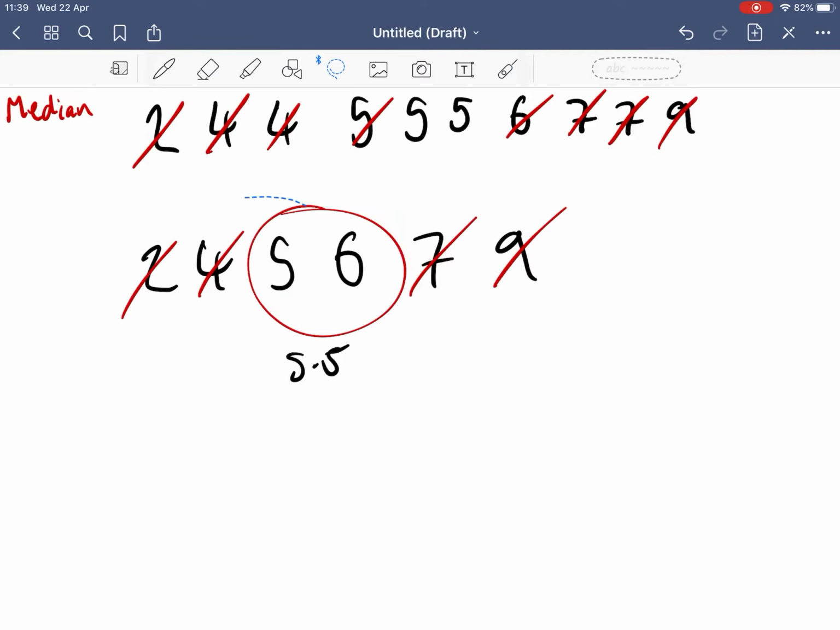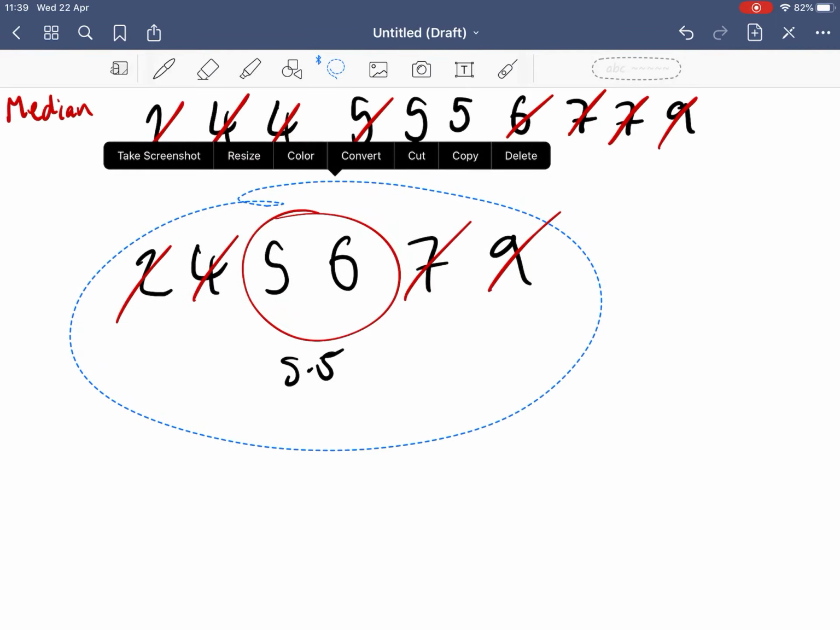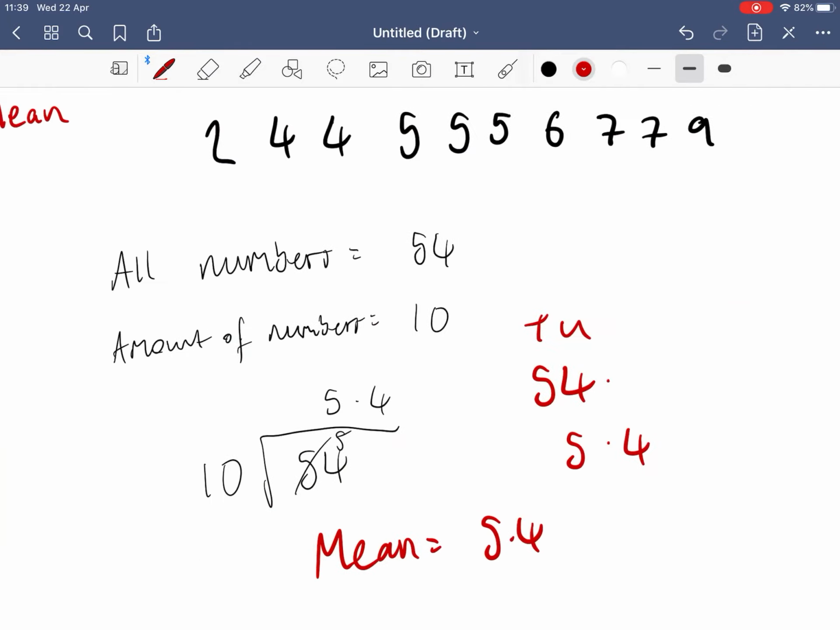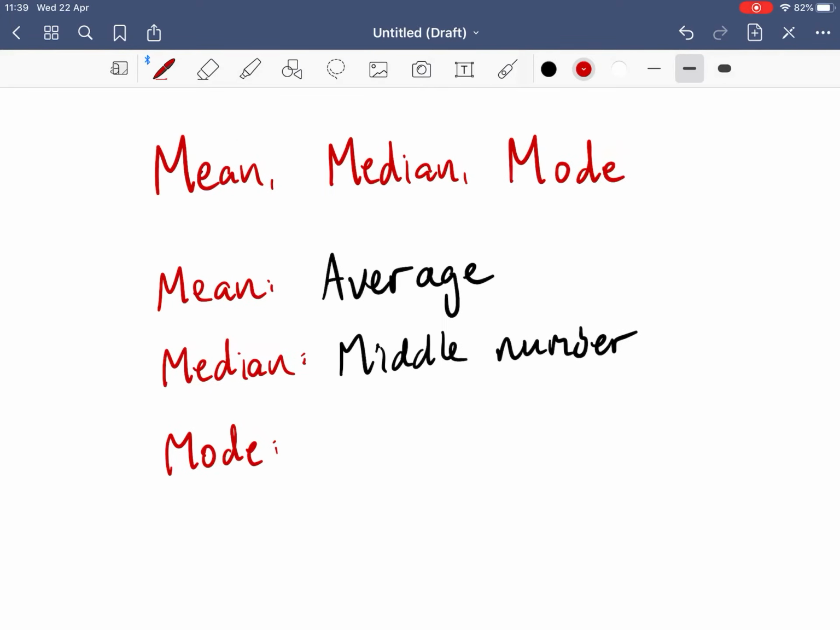But this isn't the one we're working with. The median for this is directly in the middle of 5 and 5. 5 plus 5 is 10. Halve it is still 5. So we know the median equals 5. So, like I said, the median is the middle number.